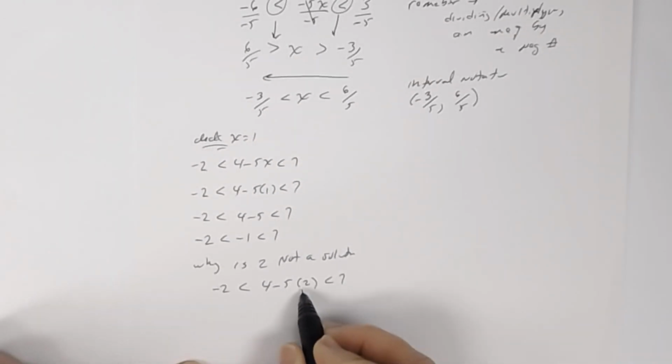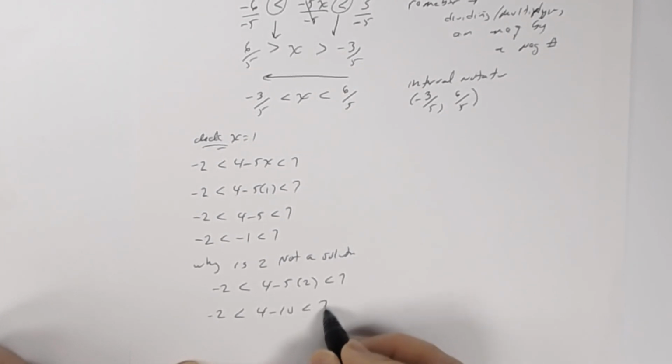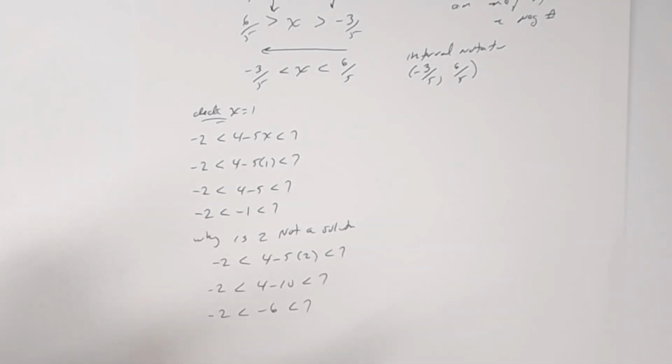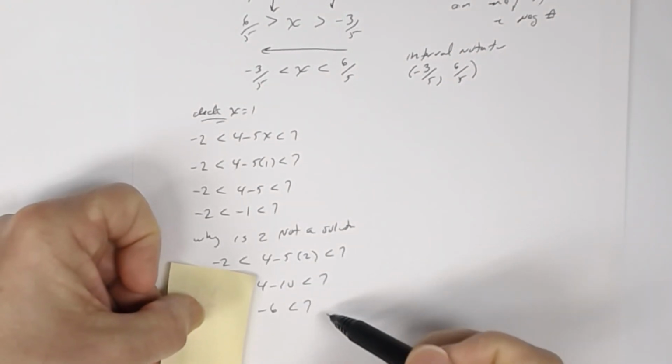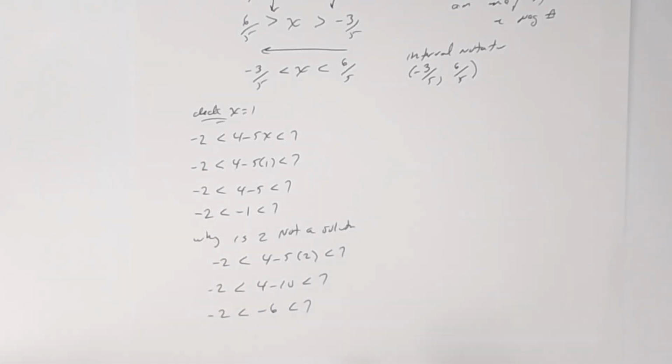All right, and so 5 times 2 is 10, so I get negative 2 is less than 4 minus 10 is less than 7, and then 4 minus 10 is a negative 6, right? Okay, all right, now watch. So let's see why 2 is not a solution. So is negative 6 less than 7? Yes, so that part's true, but here's the problem.